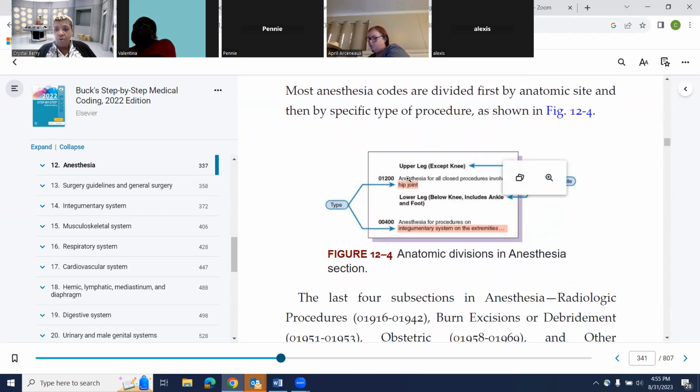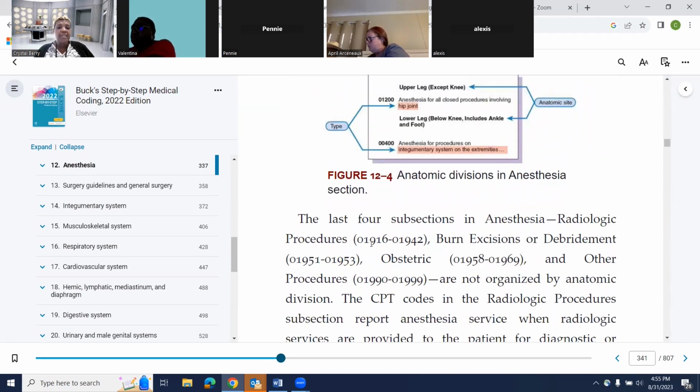Anatomic divisions, and it's showing you here. The last four subsections in anesthesia are radiologic procedures, with the code range 01916 through 01942, burn excisions or debridement, obstetric, and other procedures. These are not organized by anatomic division. So these last four sections in anesthesia are not organized by anatomic division.